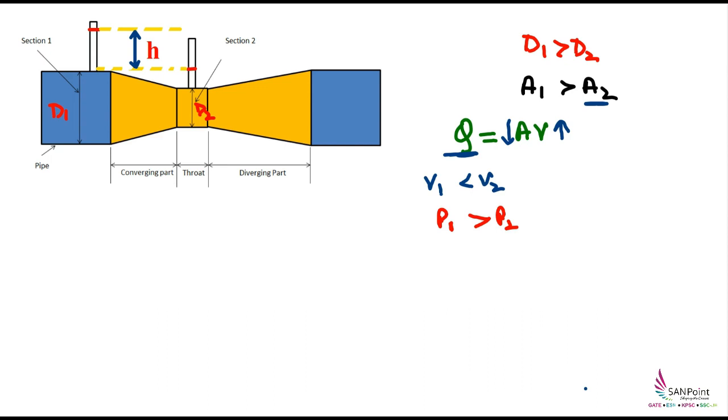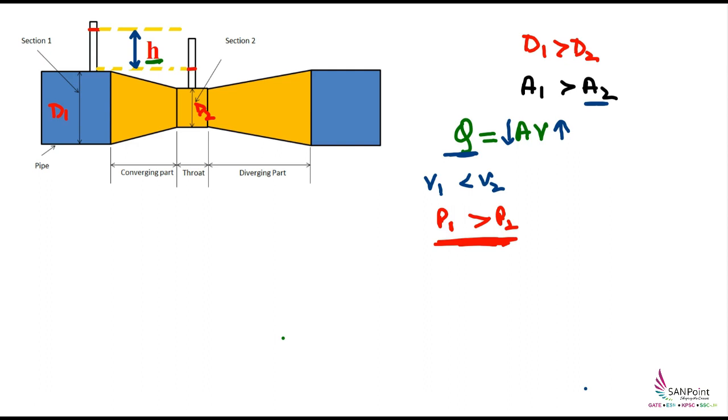Because in order to write the Bernoulli equation, the section should change. The cross-sectional area should change. Then only there will be a change in the pressure. By creating this change in pressure, we are able to apply Bernoulli's equation. And this change in pressure can be computed here, and it is denoted by small h. Now this particular device will help us in calculating the discharge.